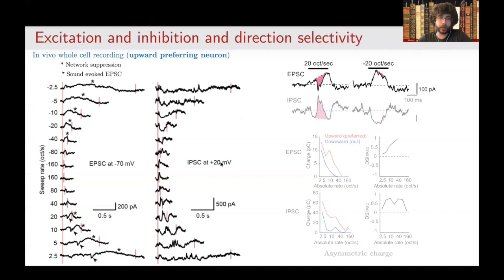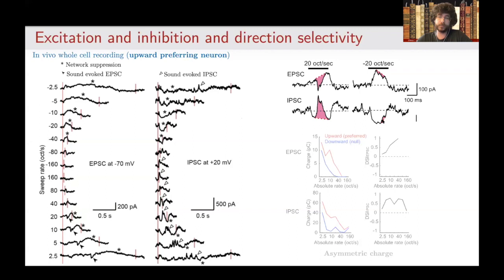Now we hold the cells at positive 20, so now we're looking at inhibitory currents. And we see a nice sharp uptick, again, in the preferred direction. In the null direction, again, we see that very strong network suppression limits these. So you can see here that we have this nice upward blip representing a fast inhibitory current, but this response is suppressed in the null direction.